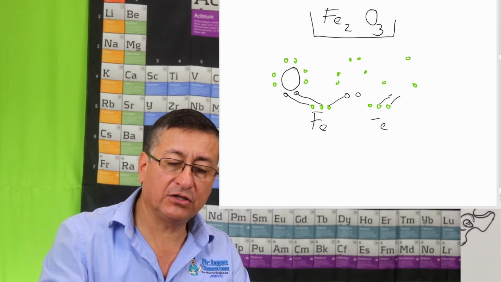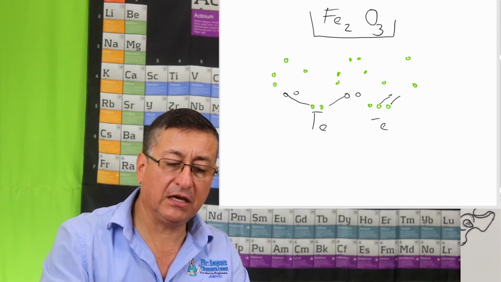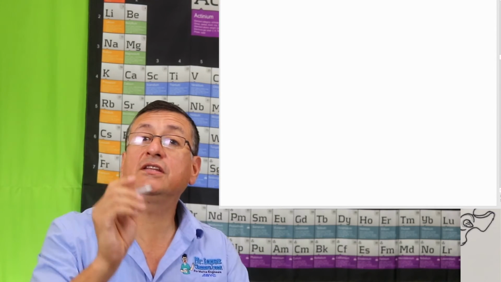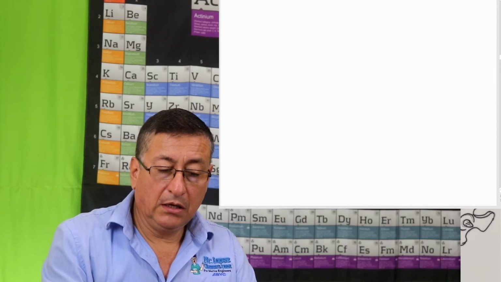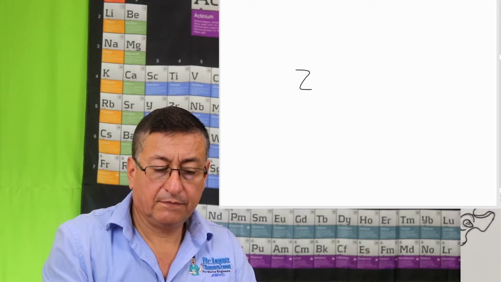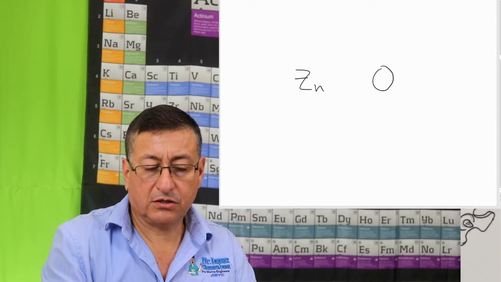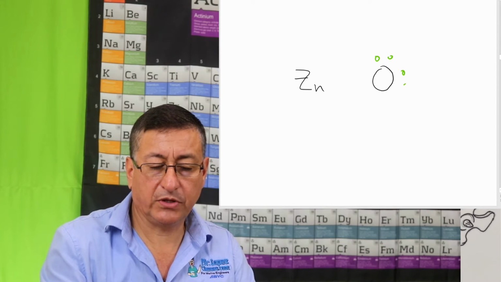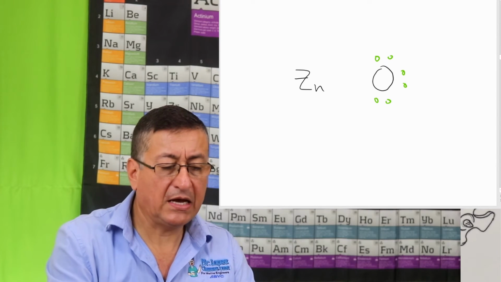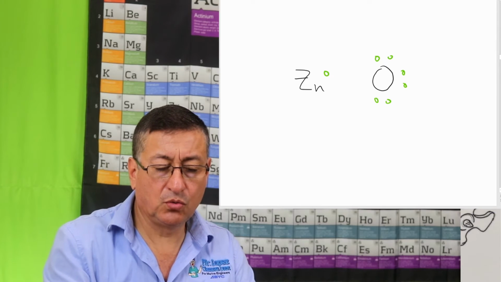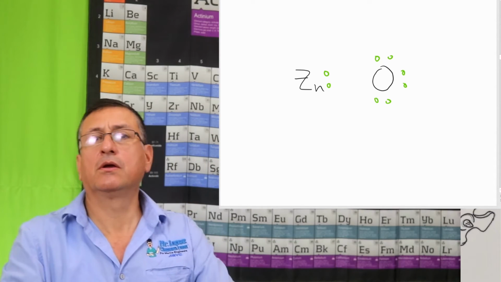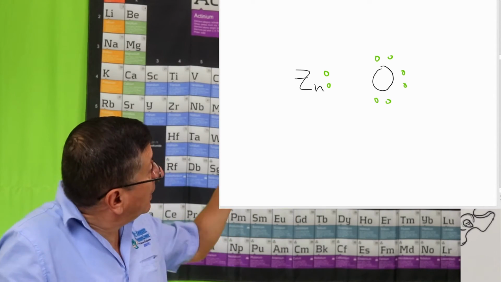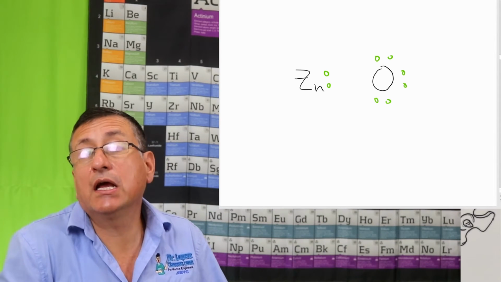What happens if the oxygen finds a piece of zinc in the environment? This is the situation. This is the zinc, and this is the oxygen. The oxygen with the 6 electrons in the last orbit, and the zinc with 2 electrons in the last orbit. Once again, what element has more energy? Oxygen is located in that corner, and zinc has less energy.